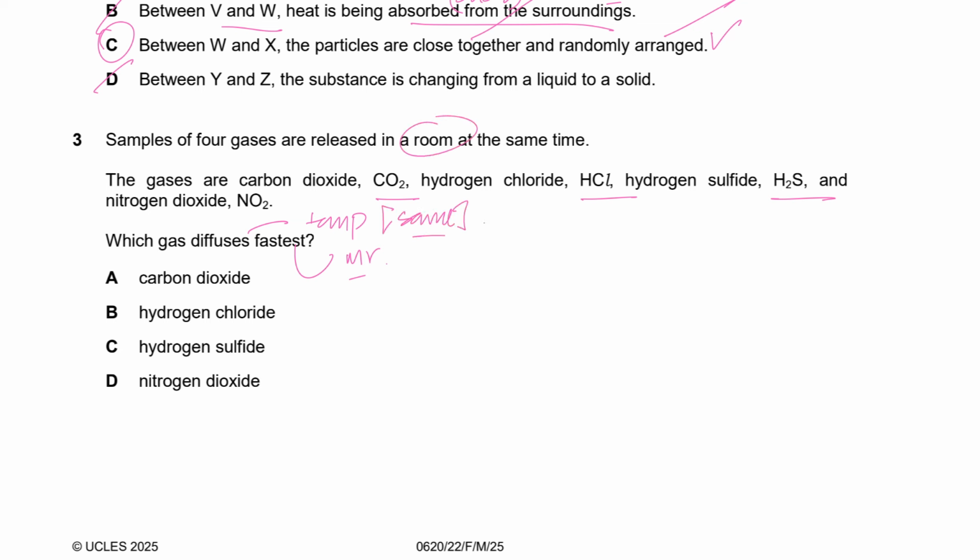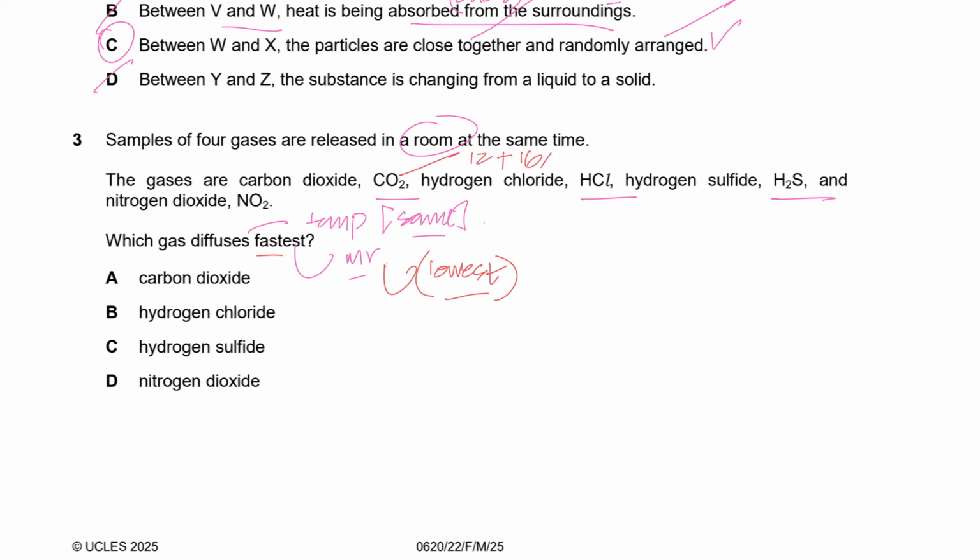Now, what other thing affects diffusion? That's the relative molecular mass. And we know the one that would diffuse the fastest would be the one that has the lowest relative molecular mass, because the higher the relative molecular mass, the fatter the molecule and the slower it will diffuse. So we just need to calculate it from the periodic table.